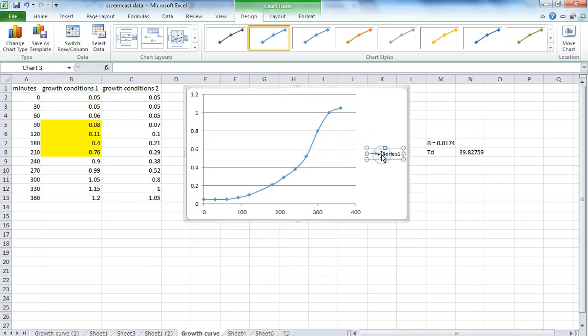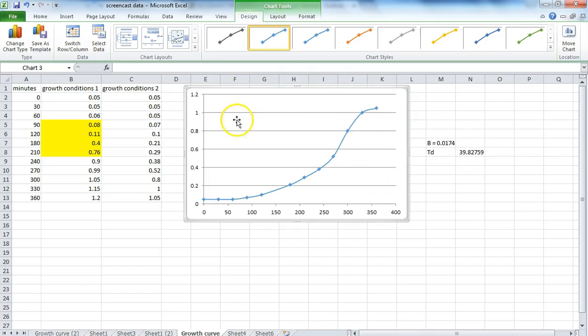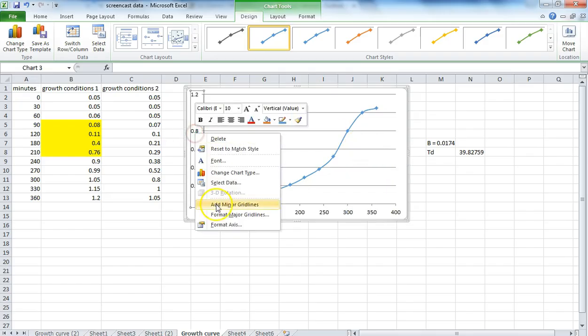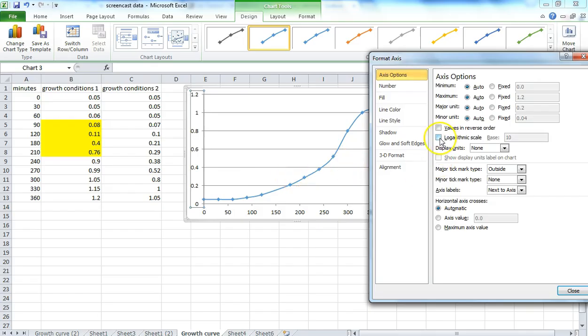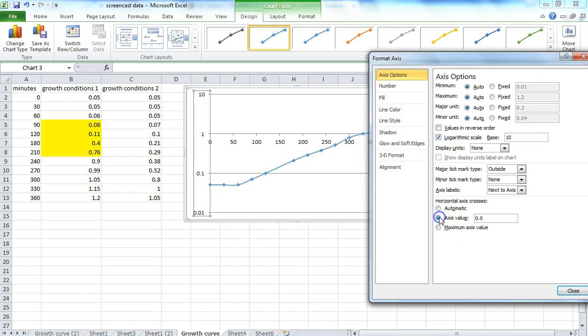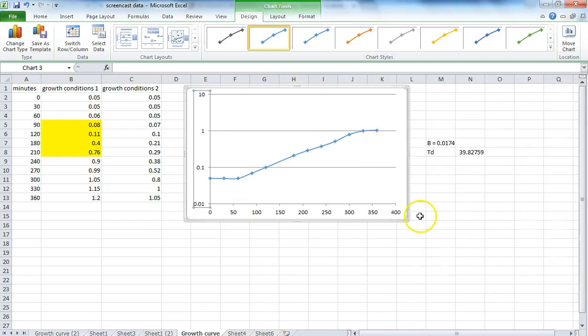I'm not going to worry about naming everything at this point, but I'm just going to be really quick and format this axis, make it logarithmic, make my value 0.1 so I can see what's going off. And here the log phase is much longer. So this straight line is much longer, and there's a little bit of a longer lag phase, to be honest, but this log phase is much longer.